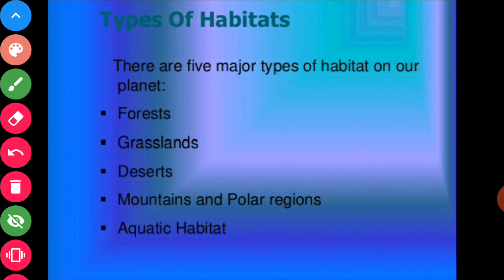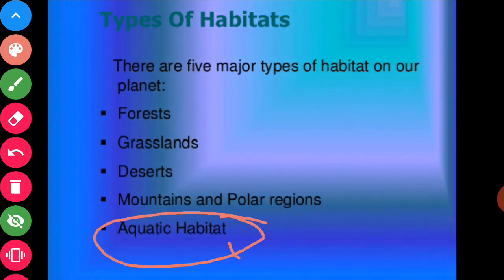What are aquatic habitats? Aquatic habitats include all water bodies such as lakes, ponds, rivers, streams, oceans, etc. And terrestrial habitat includes different landforms such as forests, grasslands, deserts, mountains, hills, polar regions, except water bodies. These are terrestrial habitats.